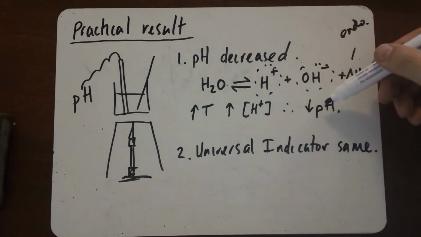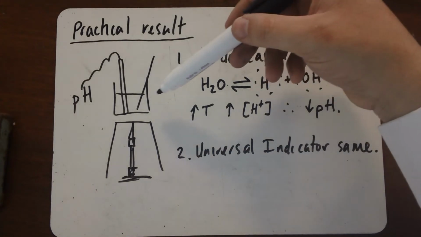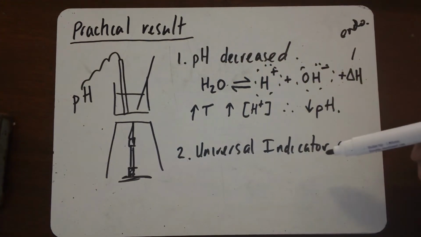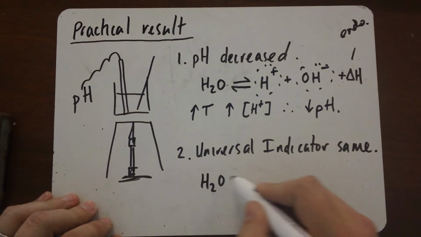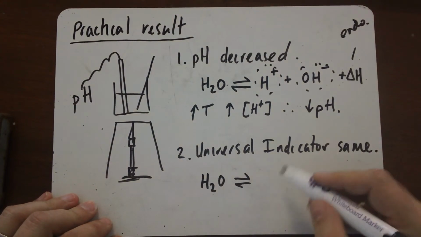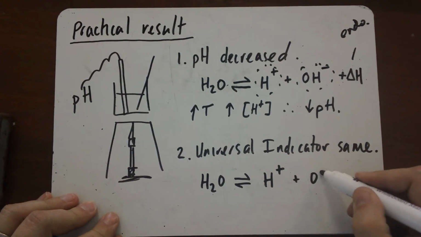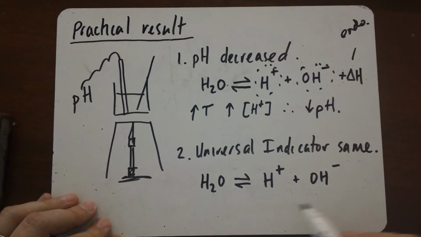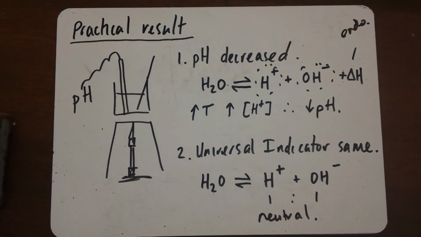Now if we decrease the pH value, then we would normally expect to see a colour change, and in this case we didn't. And the reason for that is that for every water molecule that we dissociate, we produce one H plus and one OH minus. So that means that we've got 1 to 1, so the overall solution will always remain neutral and the colour will not change.